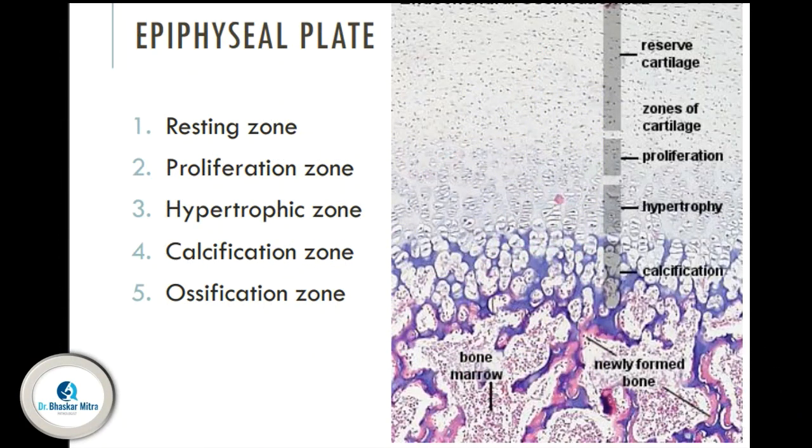How does the epiphyseal plate look under the microscope? This is the maturing or resting phase of the chondrocytes. Beneath it, there is the proliferation zone of the chondrocytes. Here we can see the cellularity suddenly increases from this area to that area. So this is the zone of proliferation, followed by the zone of hypertrophy.